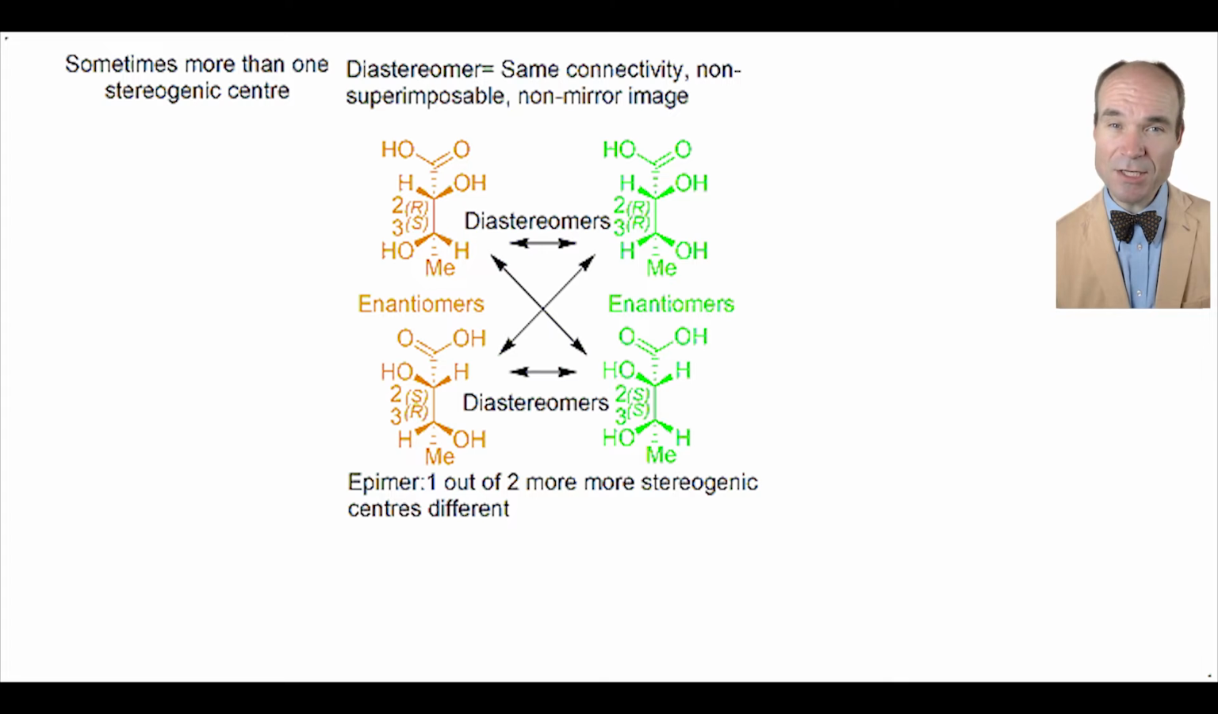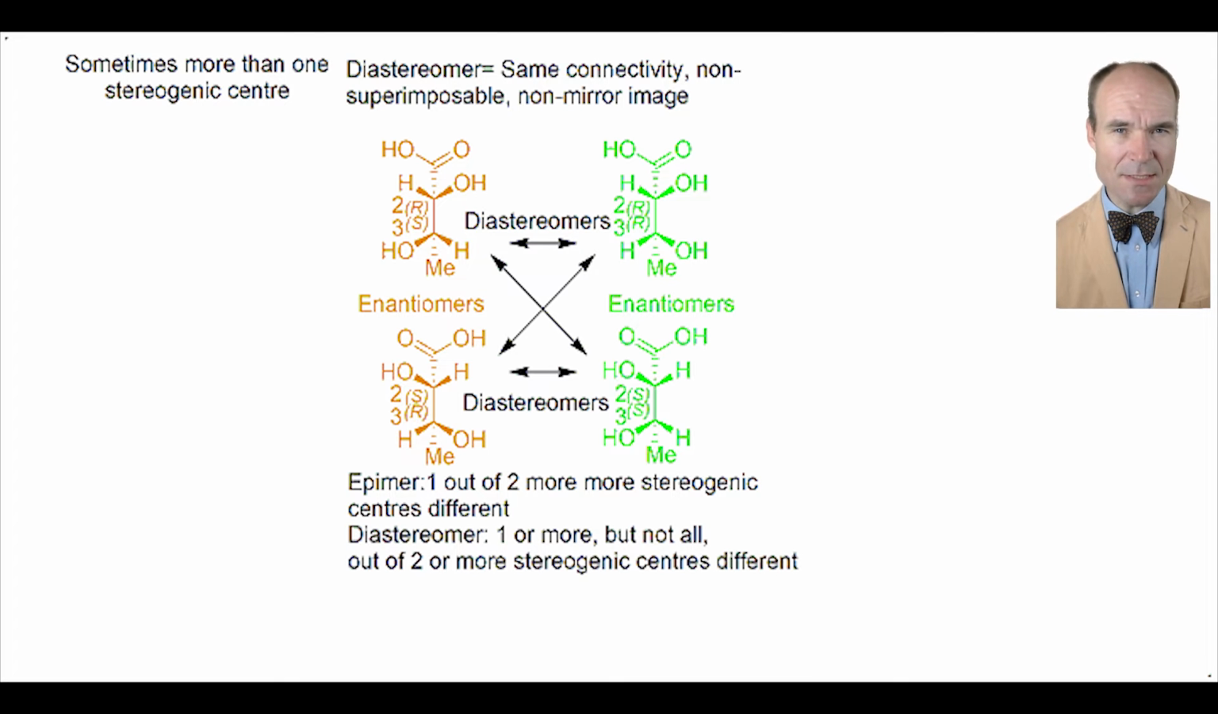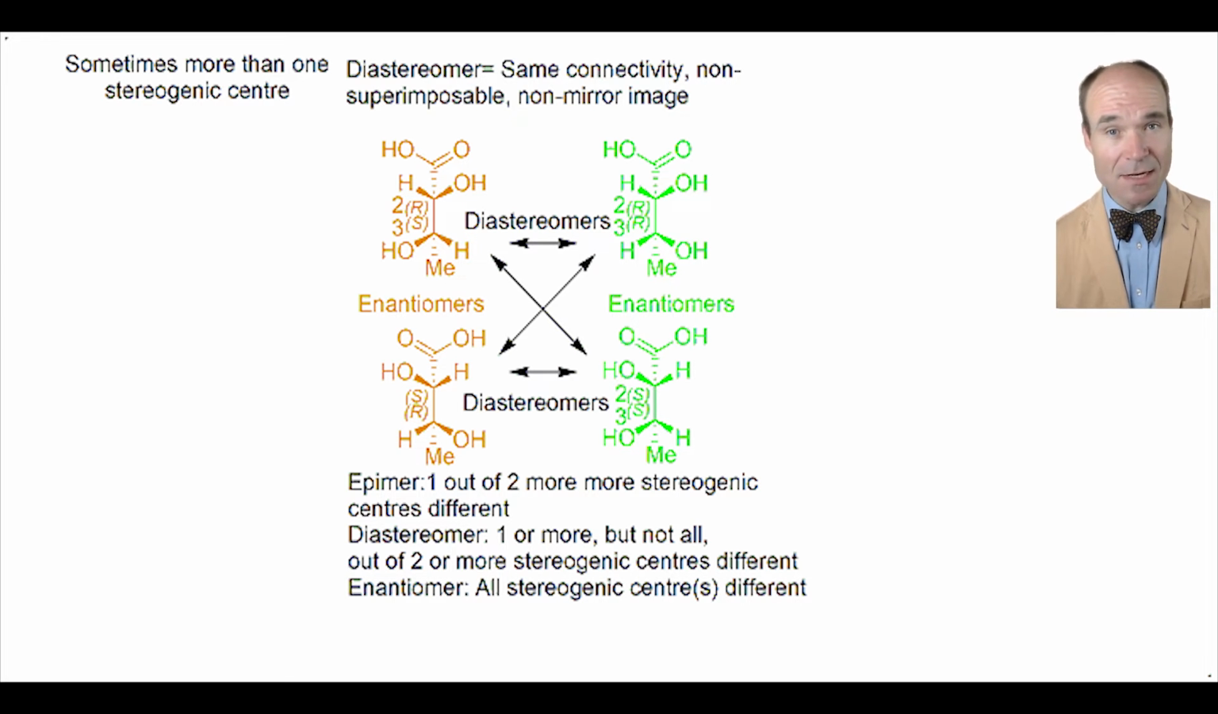Epimers vary by just one stereogenic center of the two or more stereogenic centers. Diastereomers differ by one or more, but not all of the two or more stereogenic centers. All the diastereomers here are also epimers. Enantiomers can have one or more stereogenic centers, but in multiple stereogenic centered molecules are opposite at all stereogenic centers.